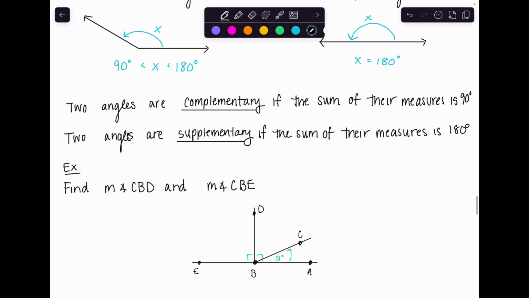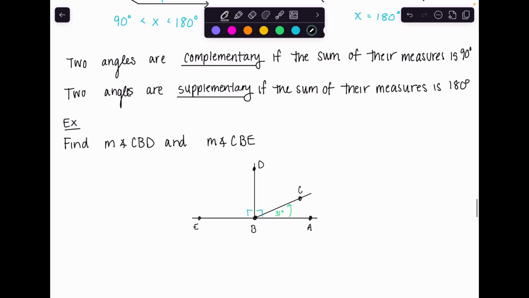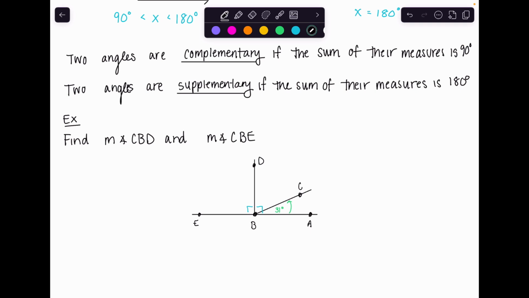So we're going to try an example with this. Given this figure, we want to find the measure of angle CBD and the measure of angle CBE. So I'm going to start with the measure of angle CBD. That's going to be this angle right here. We're told this forms a right angle, so these two angles have to be complementary. In this case, this first angle, ABC, and then the second angle, CBD, are complementary.